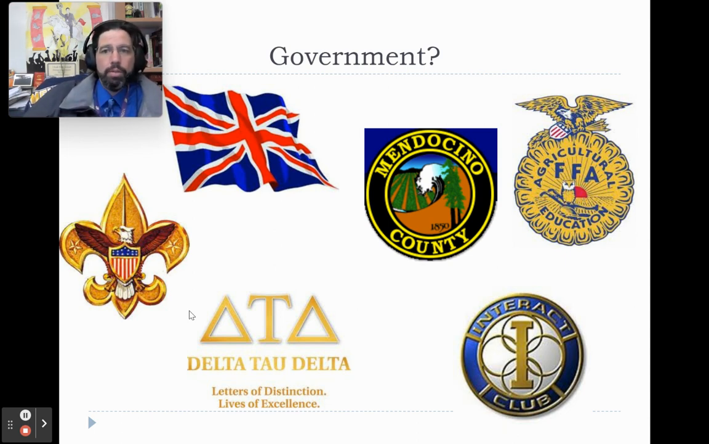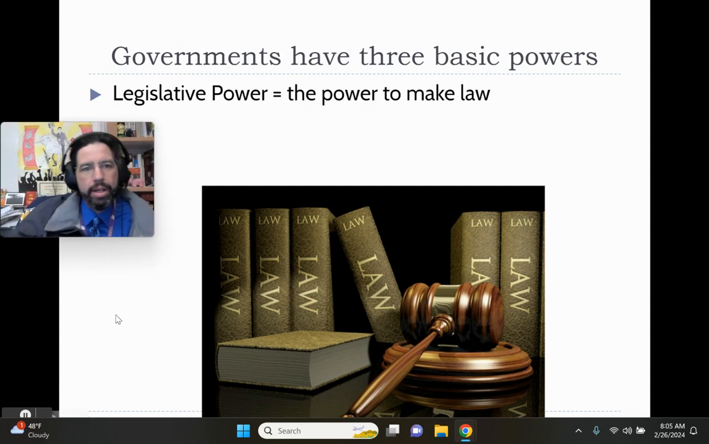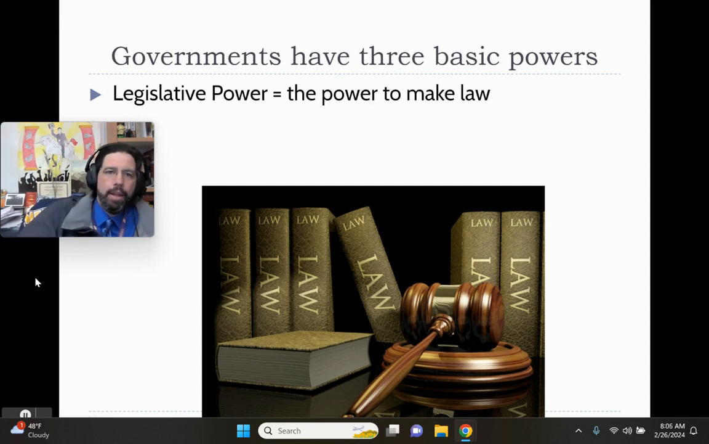Now, governments have different kinds of power, of course they do. But every government has three basic types of power. Number one, legislative power. Legislative power is the power to make law. If you are a legislator, you are a lawmaker. If you're a legislature, you are a group of people that make laws. So the legislative power is the power to make law.